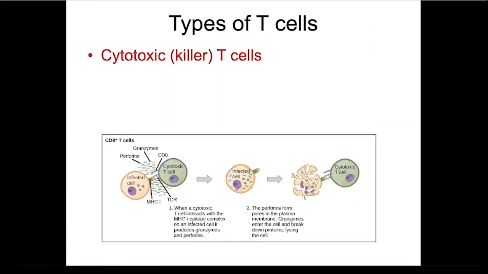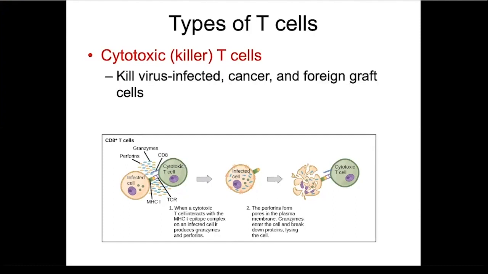CD8 cells, recall, become cytotoxic T cells, also known as killer T cells. These T cells are involved in attacking virus-infected cells, tumor cells, and foreign cells, such as through an organ transplant. They do this by releasing chemicals. These chemicals should sound familiar to you. These are chemicals that are released by natural killer cells.